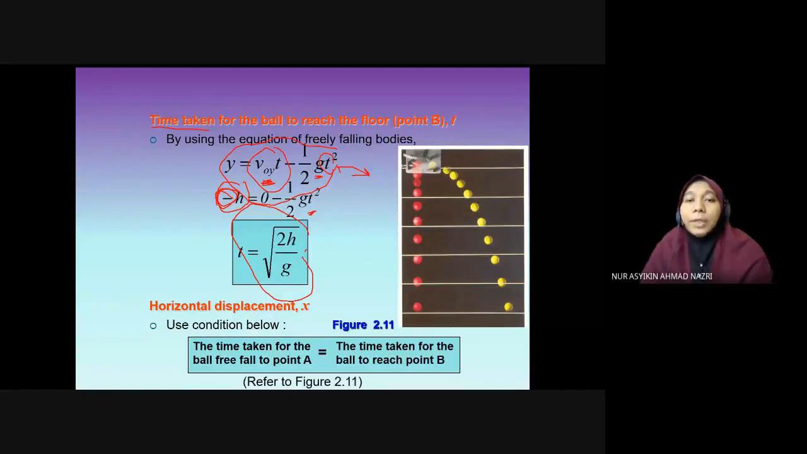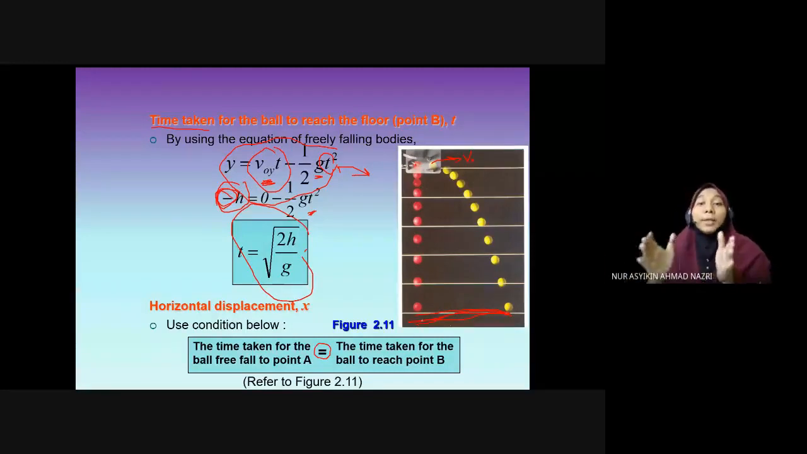Alright, so ball A. Ball A jatuh bebas. Okay, so straight vertical. Ball B, dia ada apa? Dia horizontally launched dengan Vx. Okay. But interestingly, the time taken is the same. Time taken for these two balls falling down here, okay, kita akan dapat pada masa yang sama.